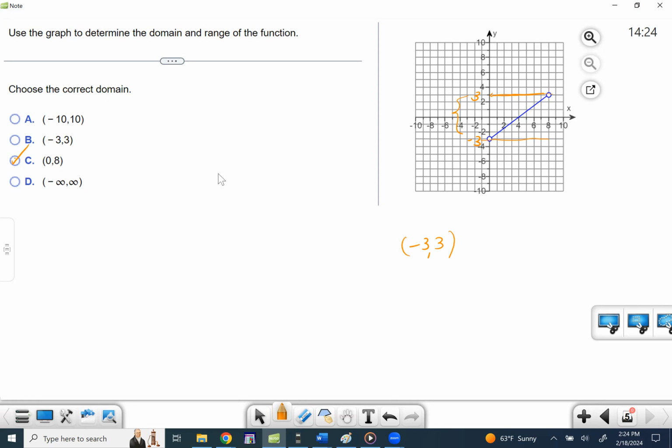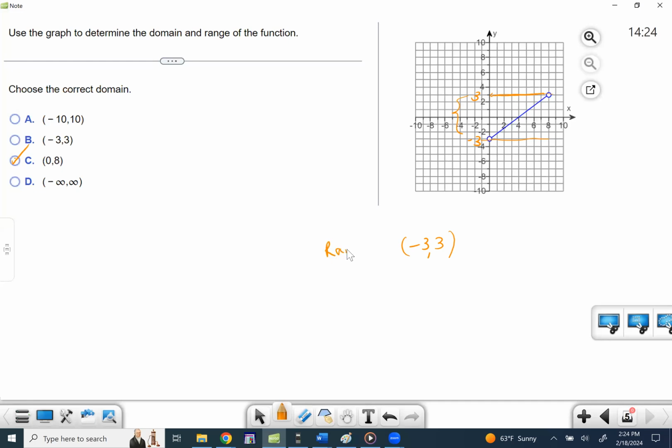The reason why they are parentheses on both the domain and the range is because these are open circles, which means they're not included. If these circles at the endpoints had been solid, then I wouldn't have used parentheses. I would have used square brackets. So solid circle, use the square bracket. Open circle, use the parentheses to let people know that it's not on the graph.